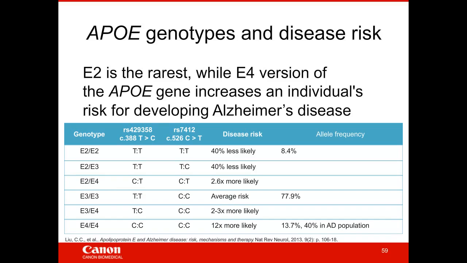The APOE4 allele is present in approximately 10 to 15% of the general population, but 40% of people with Alzheimer's disease. This allele increases the risk for Alzheimer's and lowers the age of onset. And having one copy of E4, so for example, an E3/E4 genotype, can increase your risk by 2 to 3 times, while having two copies can increase your risk by 12.